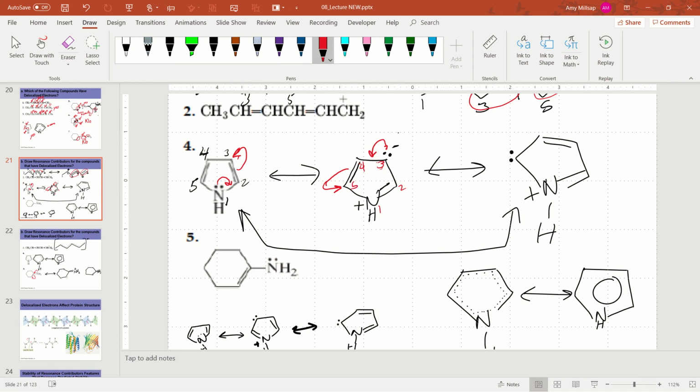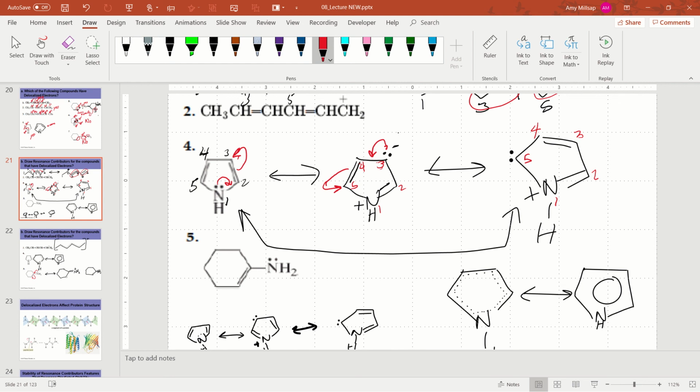And we show that the lone pair on 3 is now a pi bond between 3 and 4. And the pi bond at 4 is now a lone pair on 5. And we still have the pi bond between nitrogen and carbon 2. So then in the final resonance contributor, you should be able to move the electrons in such a way that you obtain the original molecule.